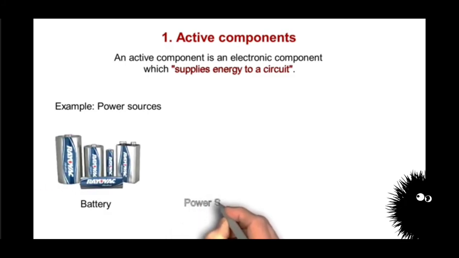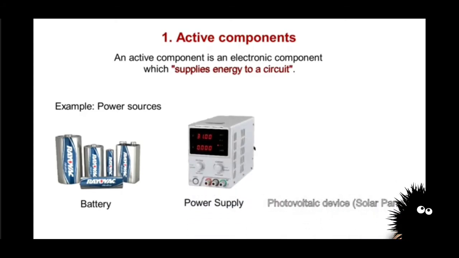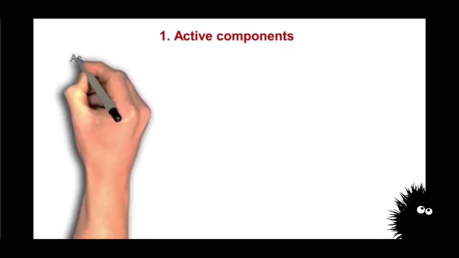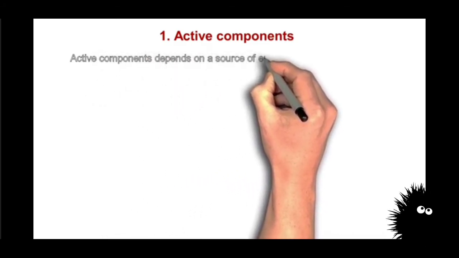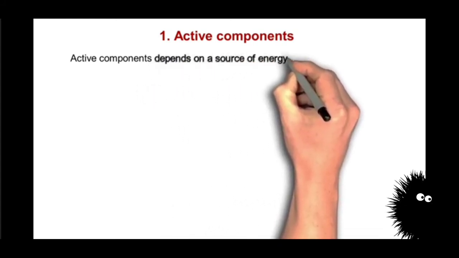Another example is the power supply that we use in our laboratories, which acts as a voltage source or current source. Even a photovoltaic device or solar cell, which converts the energy of light directly into electricity, is an example of active components. Another definition of active components is that they depend on a source of energy. Yes, they depend on a source of energy.